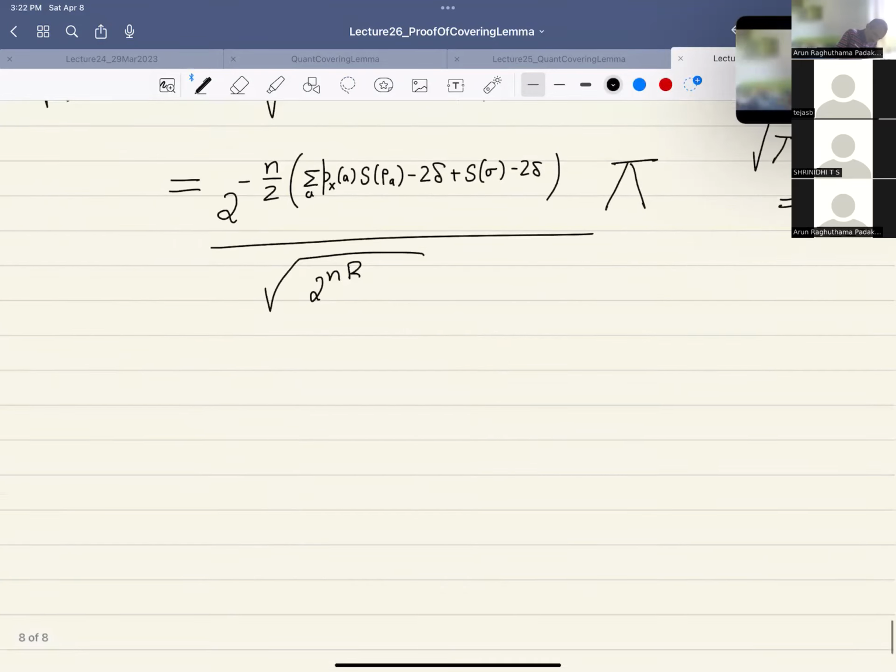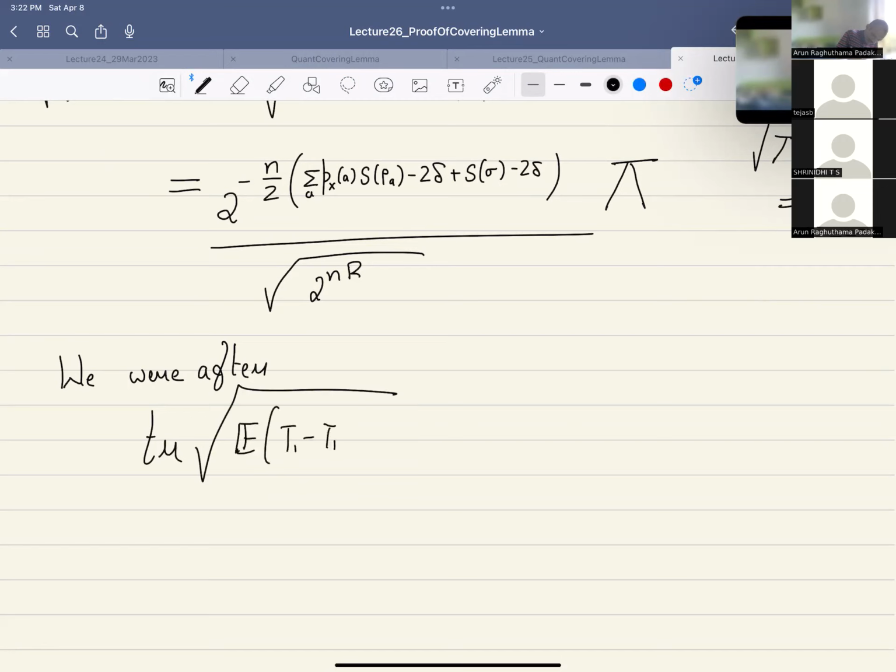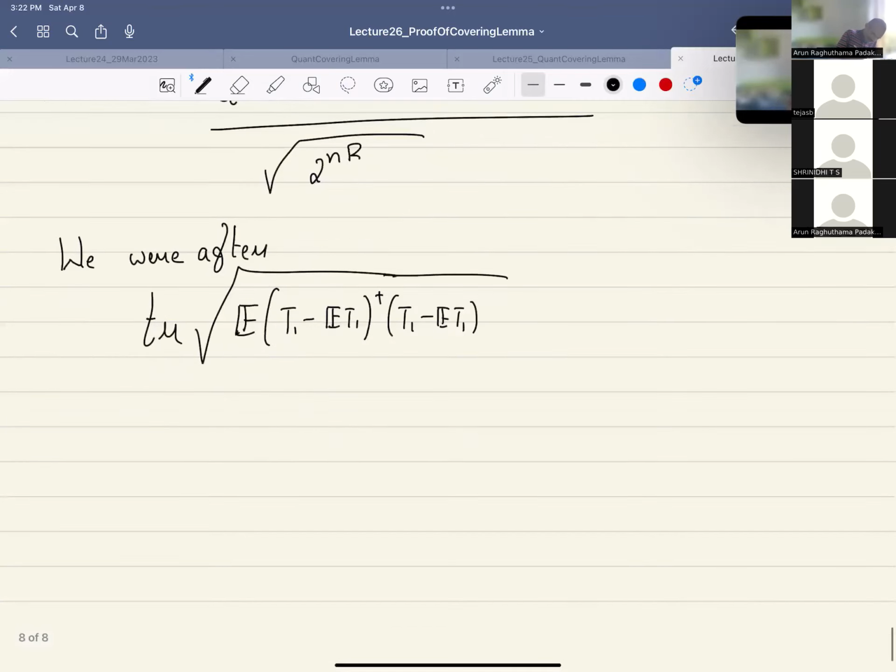And remember, what were we after? We were after trace of root of expectation of T1 minus T1 dagger, T1 minus expected value of T1. This was what we were after. And so now we have just completed the root. So now we have to do the trace.